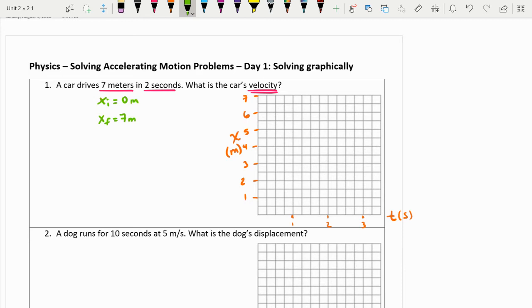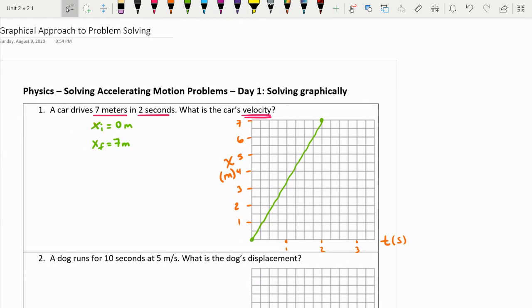The initial time would be at 0 seconds, of course, and then the final time is going to be at 2 seconds. So my initial spot is going to be at 0, 0, and then the final one is going to be over at 2 seconds and way up, making sure that I stay on my line, all the way up to 7 meters. This is a great time to pull out that straight edge or ruler and make a line going from one to the other. It's moving at a constant velocity, so it's going to look something like that.